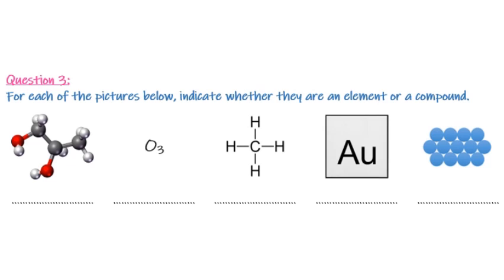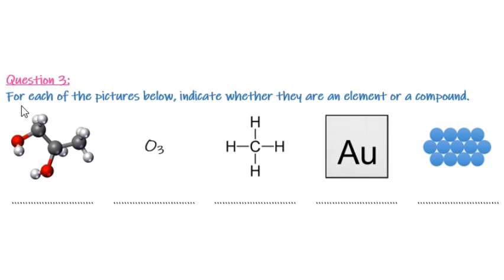In question number 3, we have to indicate whether the pictures show an element or a compound. Let me remind you of what's an element and what's a compound. Elements are substances that cannot be separated into simpler substances. Okay? They are made of one type of atoms, while compounds are made of two or more elements chemically joined. So they have more than one type of atoms. Okay?